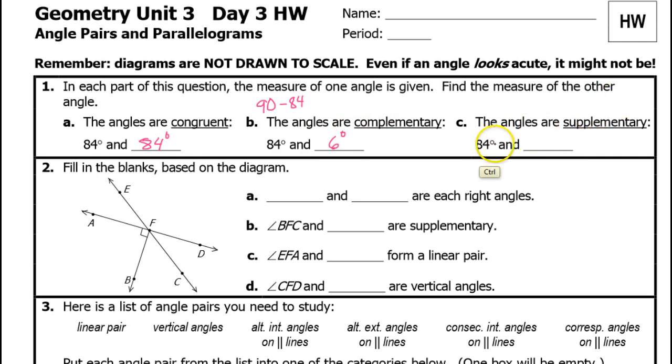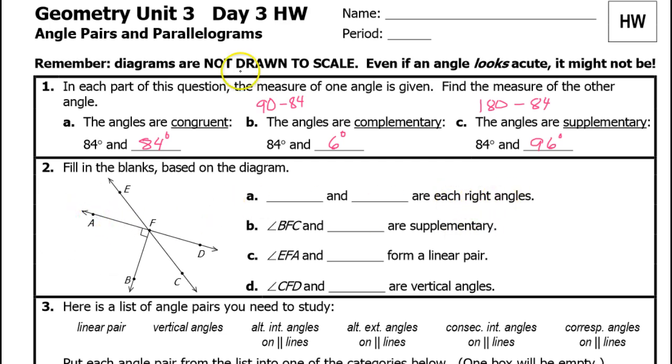Okay, if they're supplementary, they have to add up to 180. So I would need to do 180 minus 84 to find the other angle. Okay, so that's going to be 96 degrees. Problem number two, fill in the blanks based on the diagram. Blank and blank are right angles. All right, so we're looking for 90-degree angles.